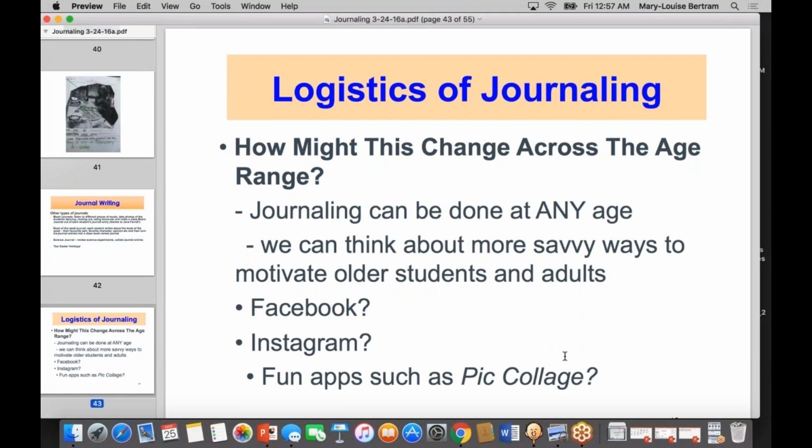But how can we freshen this up? How can we use apps like Pic Collage to do this? And Caroline, you use Pic Collage a lot, if you want to chime in with that. Yeah, so I don't want to get off on a tangent on apps, but how about if I just connect you to a blog I wrote about using Pic Collage, and I'll put that on the Facebook page.